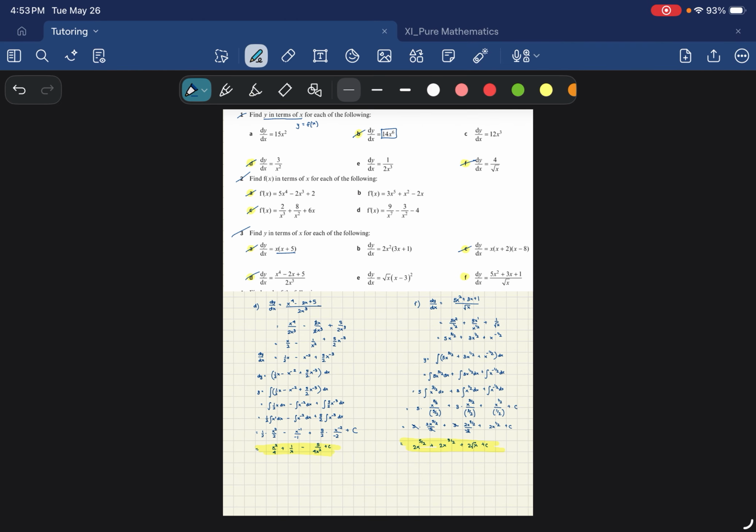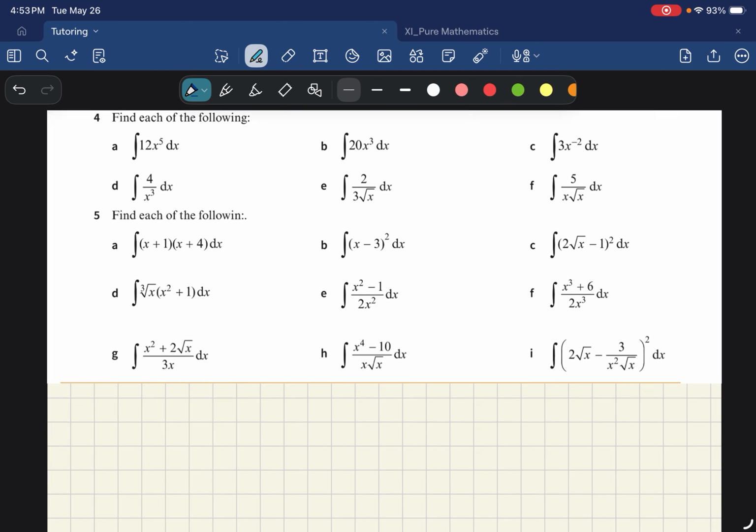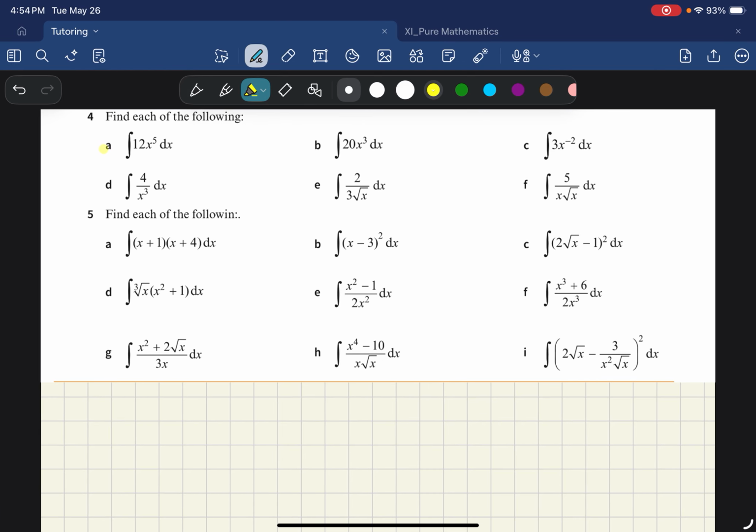All right, so let me go to the next page. So again, for this question, I'll do A, C, and E. And for question 5, I'll do B, D, F, and H. So, sorry, let's do I, because I looks complicated. Everything else, I believe we have covered before.